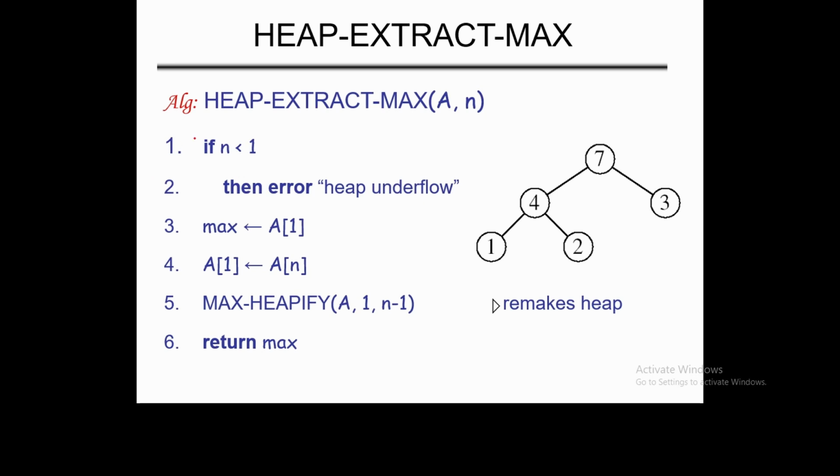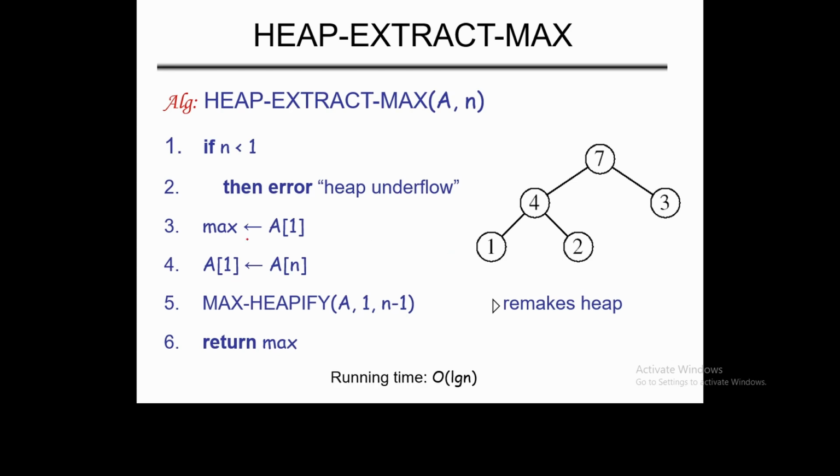Okay. So this condition will be checked here as we are deleting the root element. Now max equals A1, we are taking this one and replacing A1 with An. And when A1 is replaced by An, so when 2 will come here, then we need to call the max heapify procedure on the remaining elements of the heap. So this is the heap extract max approach.